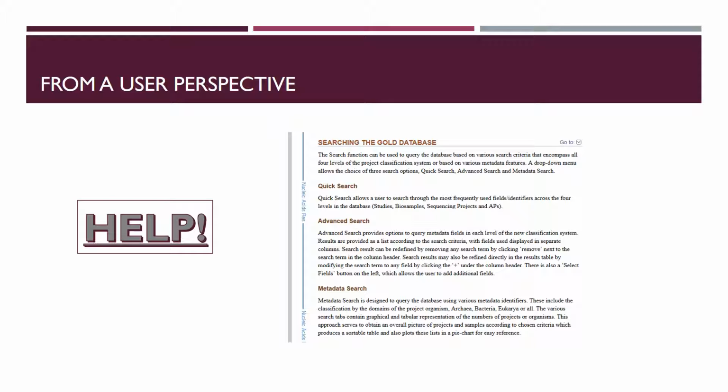I think this is the type of database where you know about it because you're using it, or you know about it because you're submitting your projects to IMG or another database that somehow uses GOLD to organize the metadata. And that is why you would come to GOLD, not because you've come out from the internet or something like that.